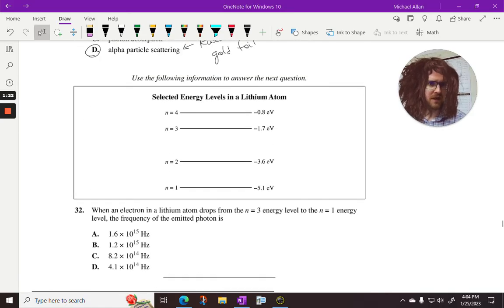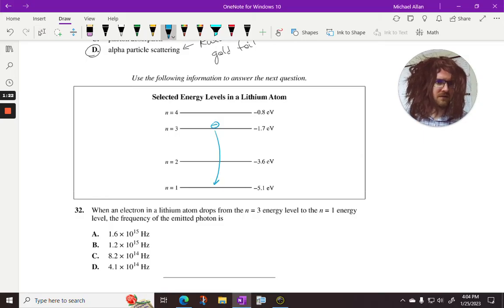Okay, so in the Bohr model, we got these energy shells that kind of explain the observation of emission and absorption spectrums. So energy can only be released if an electron jumps from one shell to another, and the electrons can't exist between these shells. So in this question, it says here, he's going to drop all the way down to the third shell.